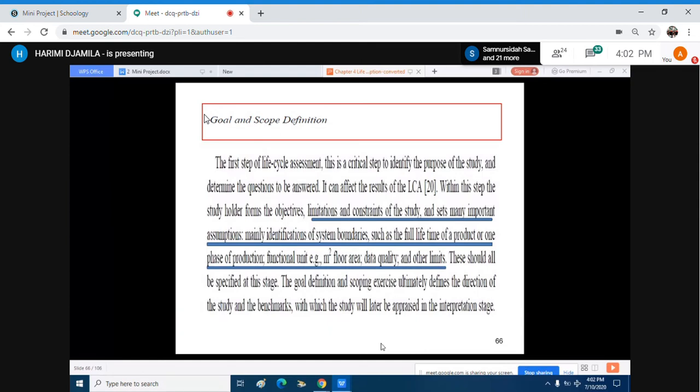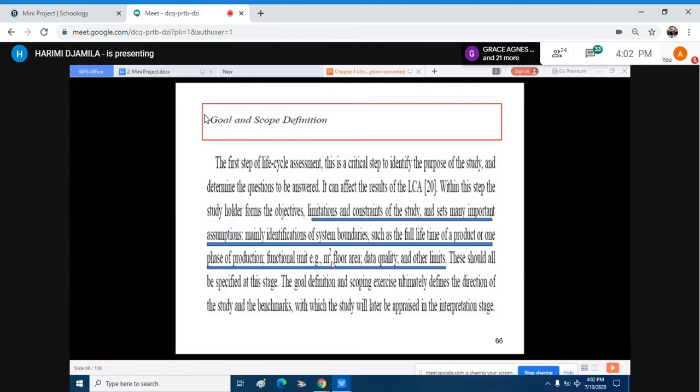So if I want to add anything, I add the one down in the blue. Limit and extent of the study and set many important assumptions, mainly identification of system boundary, such as the full life time of product or one phase of production, functional unit, floor area, data quality, and other limits. So you do need to read it carefully, because functional unit is also important.